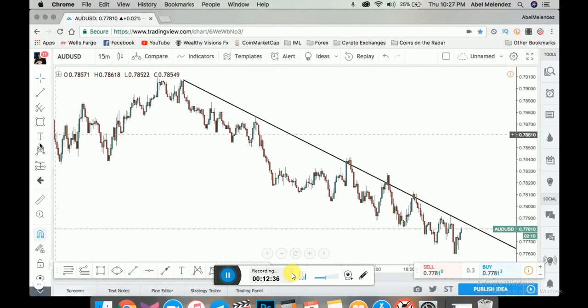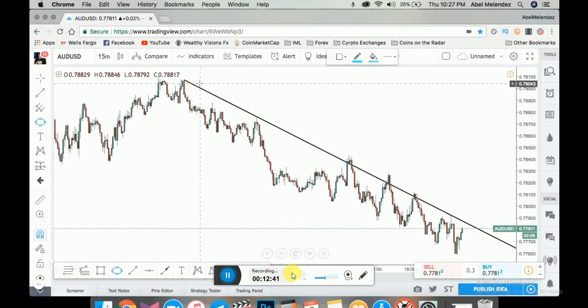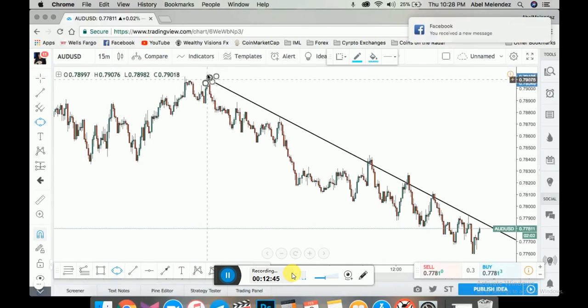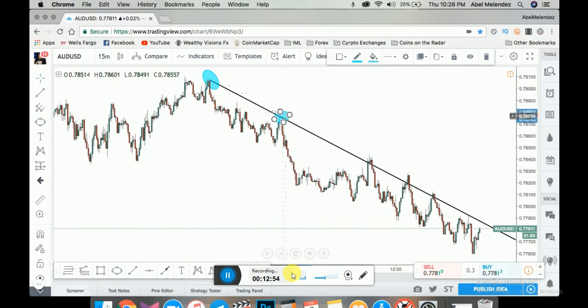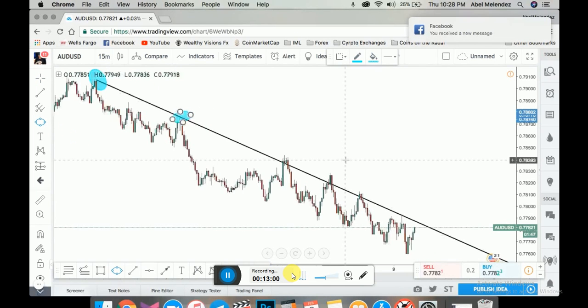Just looking at this area right here, look how many touches we have to this trend line. We got one touch right here, then another touch right here. So this starts our trend line, but we need the next touch to confirm the trend line, which is what happened here.